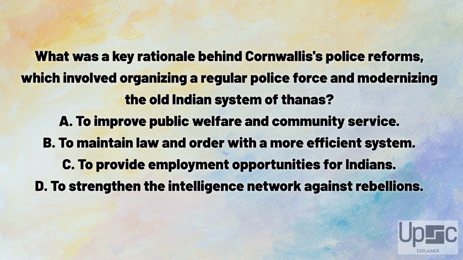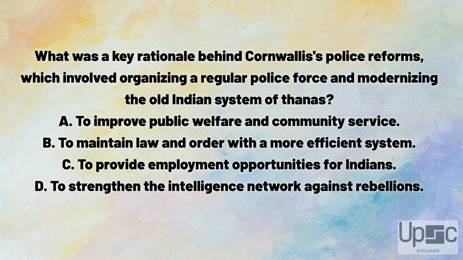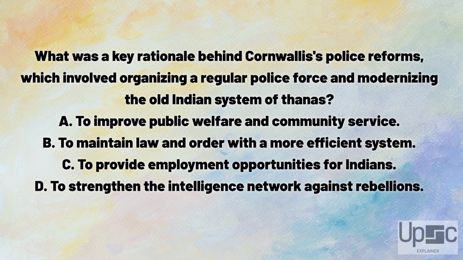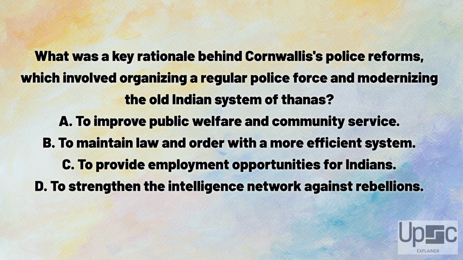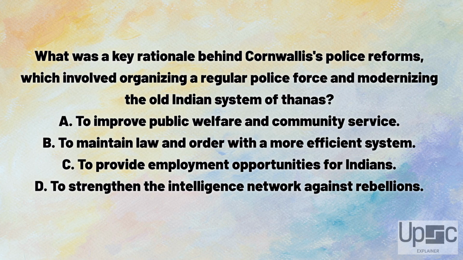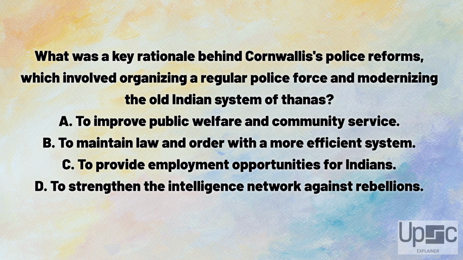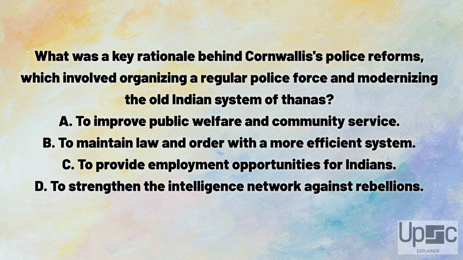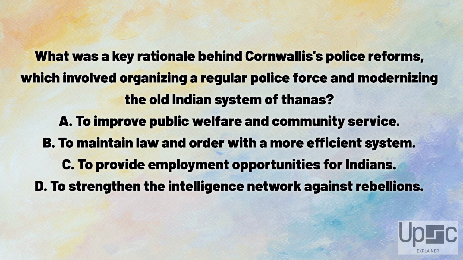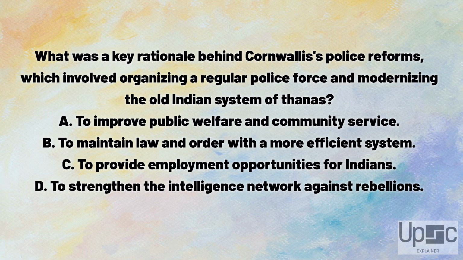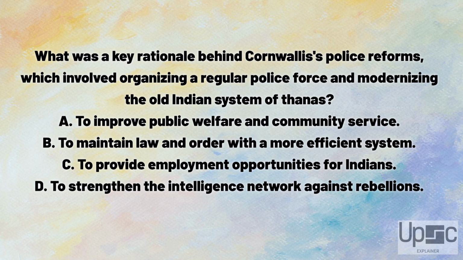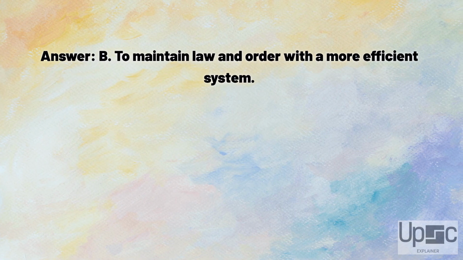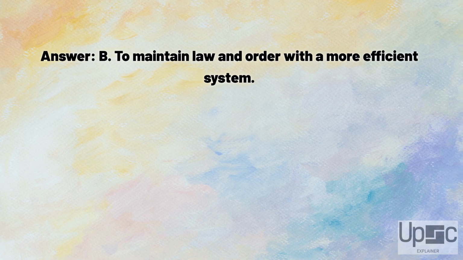What was a key rationale behind Cornwallis's police reforms, which involved organizing a regular police force and modernizing the old Indian system of thanas? A. To improve public welfare and community service. B. To maintain law and order with a more efficient system. C. To provide employment opportunities for Indians. D. To strengthen the intelligence network against rebellions. Answer. B. To maintain law and order with a more efficient system.